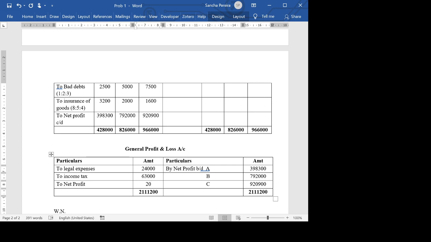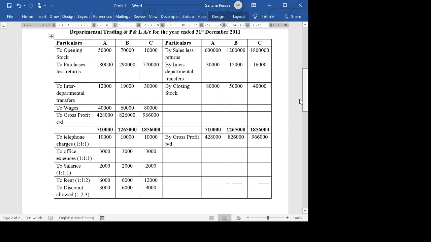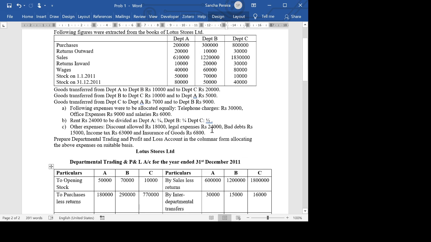So the final net profit of the entire organization, to net profit, we have 20 lakhs 24,000. Okay, so what we need to be careful about in these accounts is the ratios and on what basis to calculate if nothing is mentioned. Any questions, students?